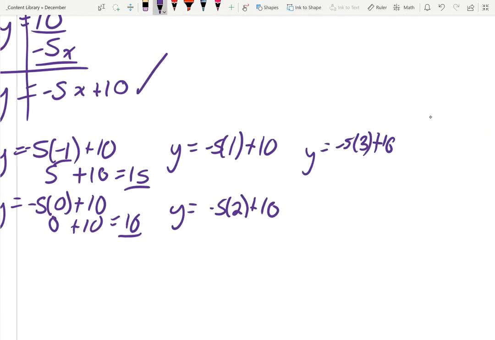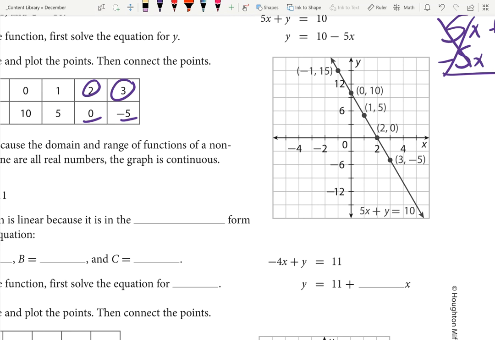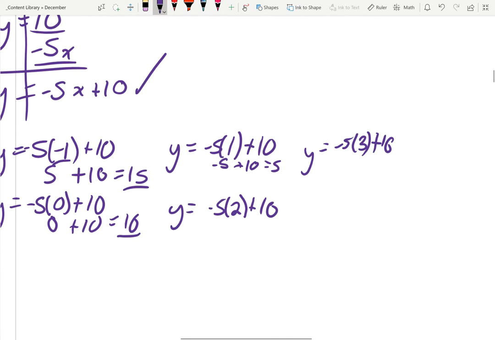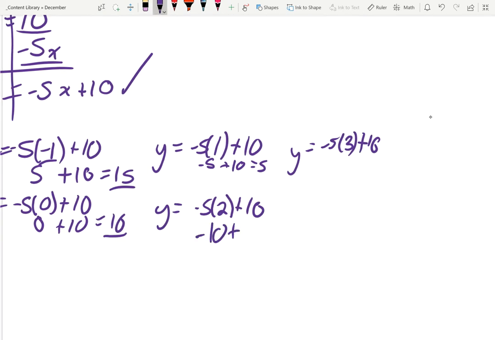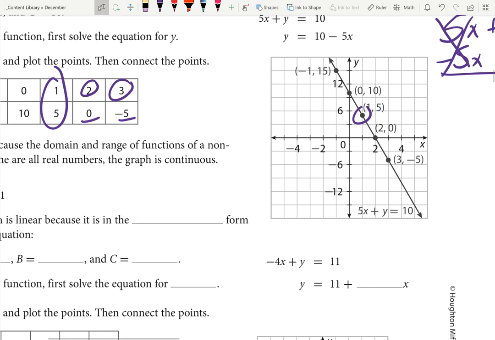Negative 5 times 1 is negative 5. And negative 5 plus 10 is 5. So 1, 5 is a point for their graph. And you can see that that point is there. When they plugged 2 in, they got negative 10 plus 10. Negative 5 times 2 is negative 10. Negative 10 plus 10, which is 0. So they got the point 2, 0, right? That's this one. That's plotted right here.